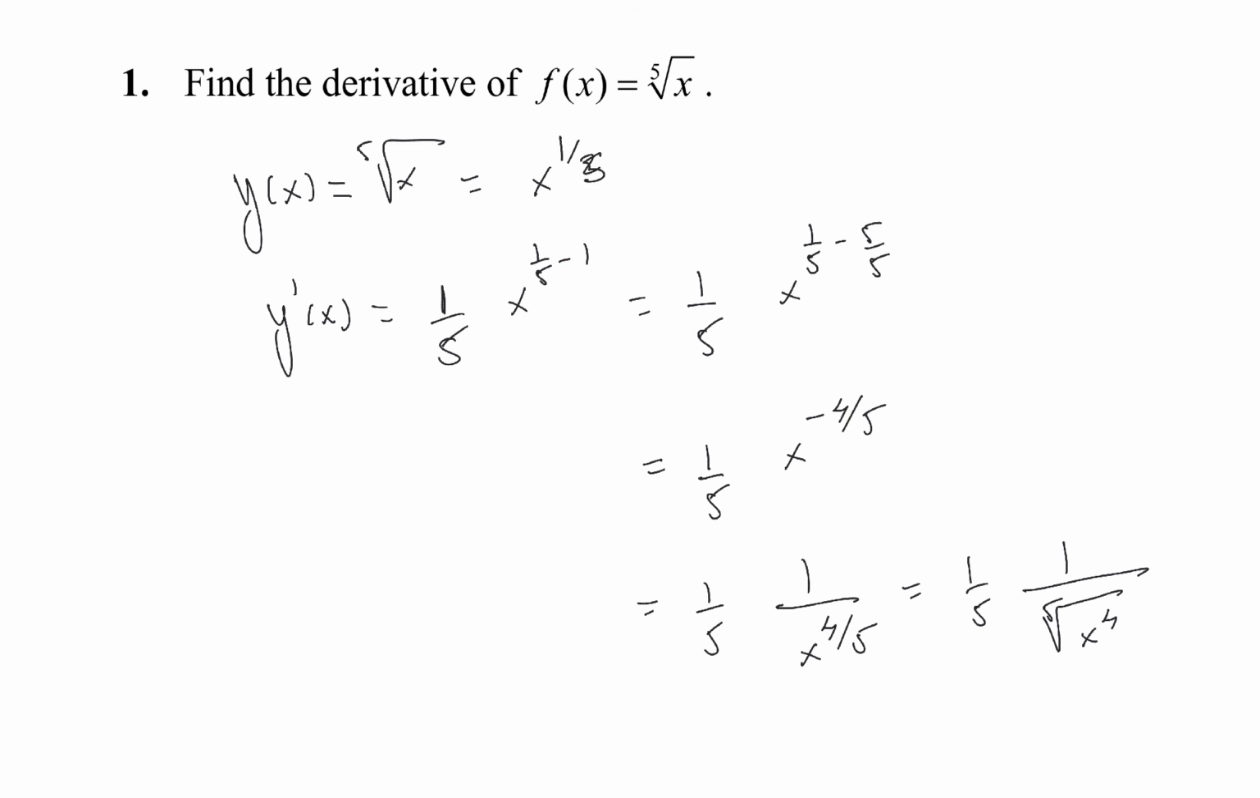Okay, let's do problem 1. Find the derivative. How will we do it? You write the fifth root of x like x to the 1/5, and you apply the power rule. When you apply the power rule, you will find 1/5 x to the 1/5 minus 1. Minus 5 divided by 5, you can reduce to this expression. And the problem is done.